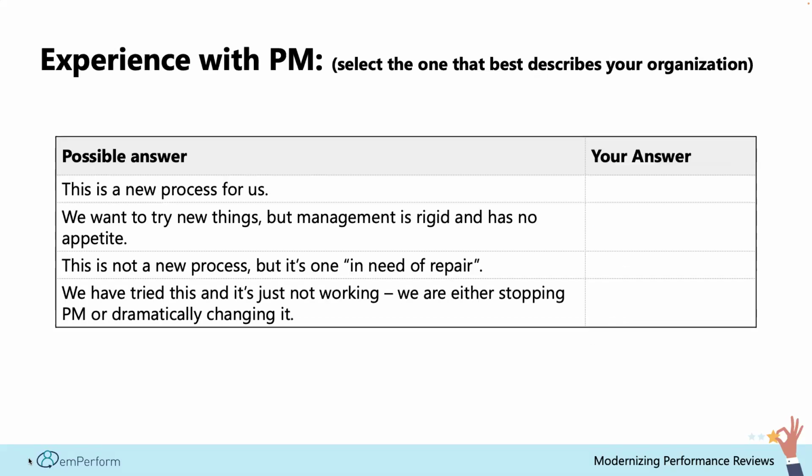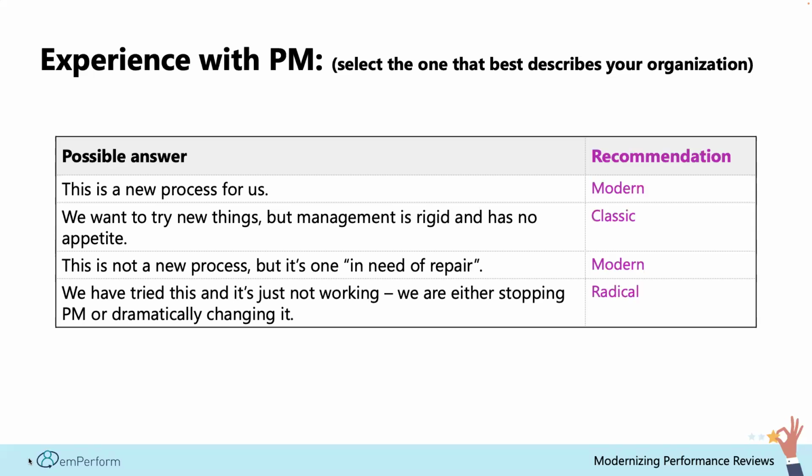Okay, let's talk about our experience with employee performance management as an organization. This is new for us. We want to try new things, but management is rigid and has no appetite. This is not a new process, but it's one in need of repair. We've tried this and it's just not working. We're either stopping the performance management process altogether or we're dramatically changing it.